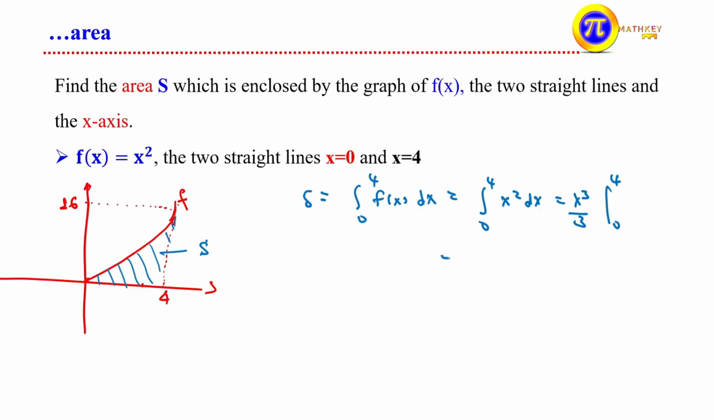But the value now equals 4 to the power of 3 over 3 minus 0. The result equals 64 over 3 square units. Let's try to find the next one. Integrate እናደርጋለን, then evaluate the integral value at the boundary points. በ0 እና በ4 መካከል ስለሆነ you have to insert 4 as well as 0, then finally take their difference በመውሰድ ኤሪያውን አገኘን ማለት ነው.